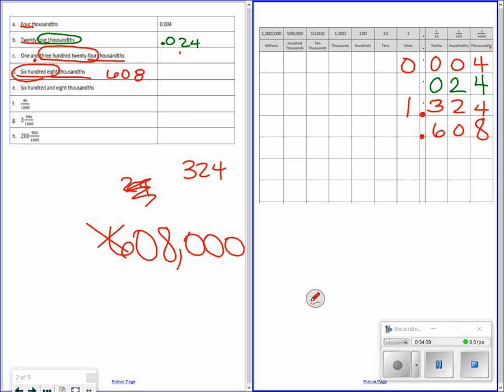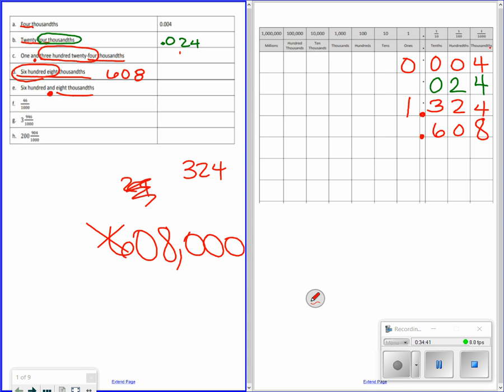600 and 8,000. This is one of the things where I kept telling you, it's fine. That's why I'm telling you to stop saying "and," because you're going to think that this is 608. That's not 608. I need 608 thousandths. That's a totally different number.